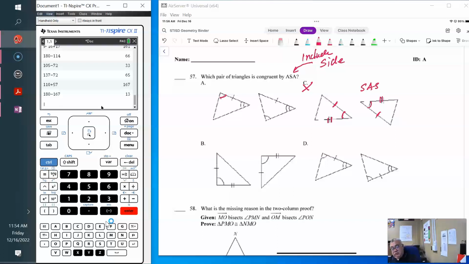This is angle, angle, and this is the included side. This is not the included side, so it's not. This is side, angle, side, side, angle, side. That's side, angle, side. So D is angle, side, angle, side, angle, angle. So that's the included side. That's the included side.